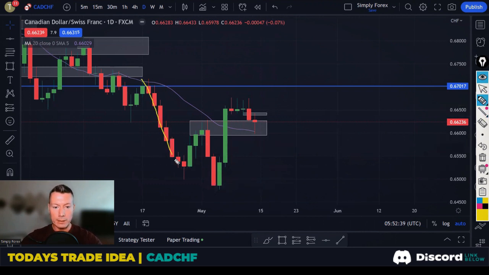So price was in a downtrend. Yeah, Canadian dollar, Swiss franc, but then bang, price shot back up, breaking this high. We are now technically in an uptrend. And then price has come back down to an area of interest.